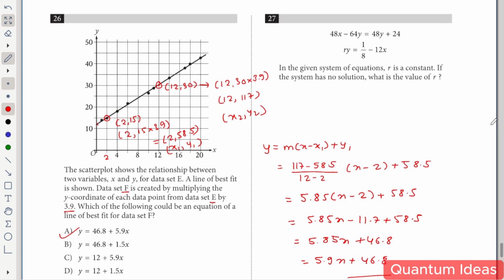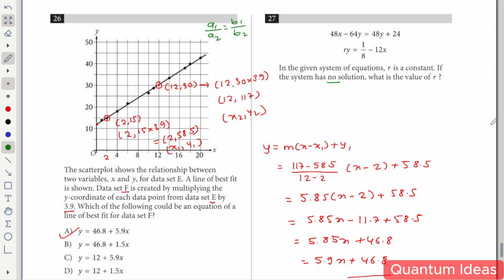Okay, let's see number 27. In the given system of equations, r is a constant. If the system has no solution, what is the value of r? What is the condition for no solution? No solution means the two lines are parallel, and in that case a1 by a2 equals b1 by b2, right?